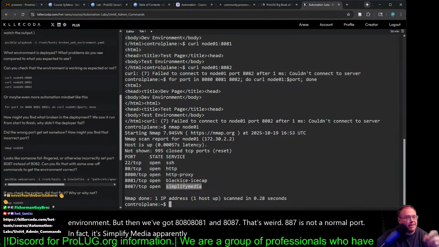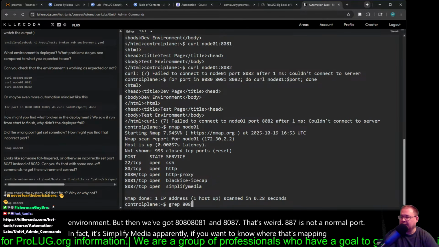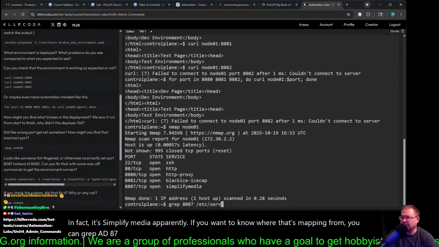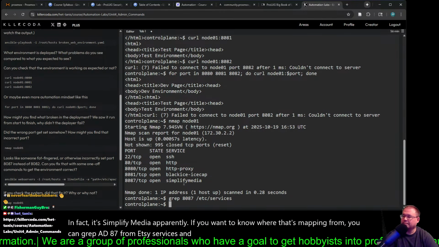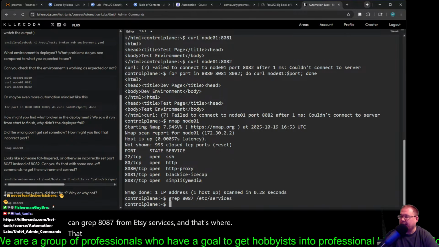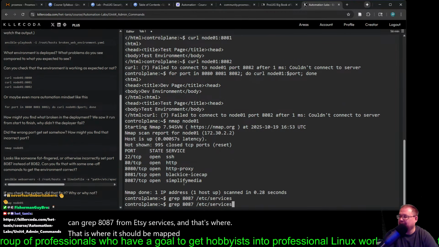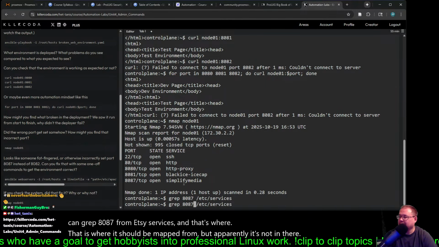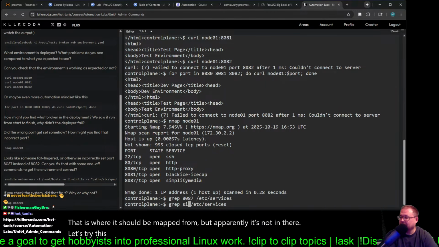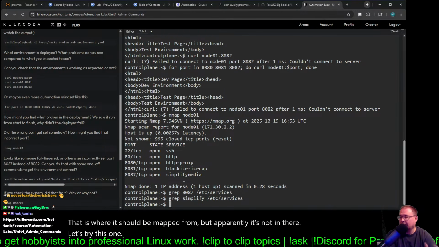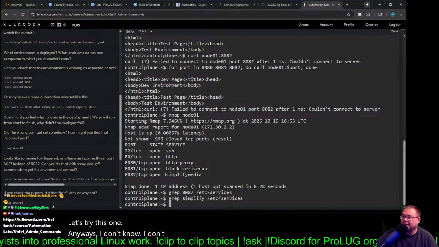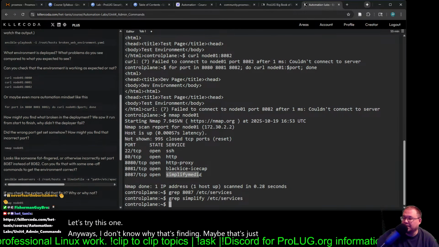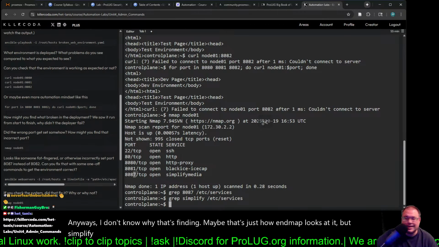If you want to know where that's mapping from, you can grab 8087 from /etc/services, and that is where it should be mapped from. But apparently it's not in there. Let's try this one. Anyways, I don't know why that's finding. Maybe that's just how nmap looks at it. Simplify Media is what it thinks that is, but that's not what we're using.